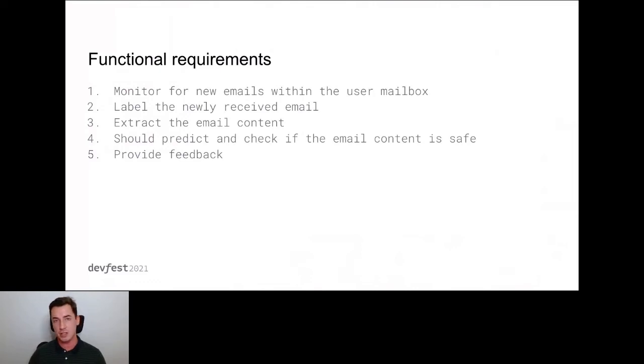The next one is that we need to extract the email content. This can be many details, whatever we want to look for, and then we should predict if the email is safe. If the email is safe, we should provide feedback informing the end user that the email is safe, for example, by labeling it as safe, so they can go ahead and open it. We can also inform the end user if we are 100%, or let's say in the 99th percentile, sure that the email is phishing.